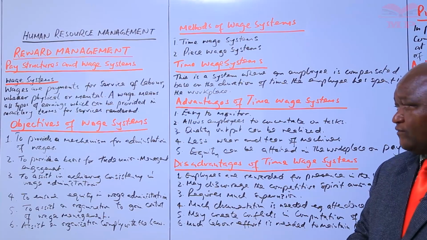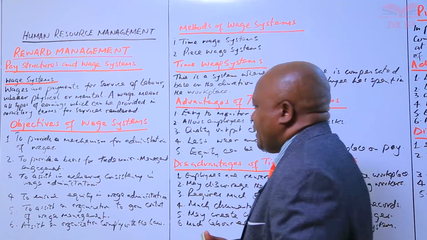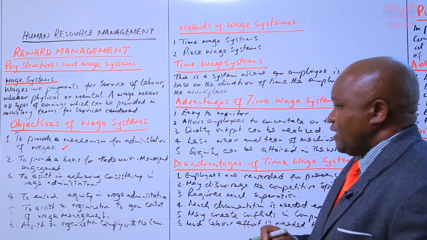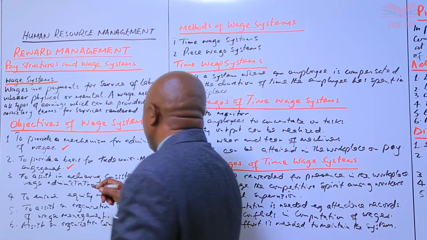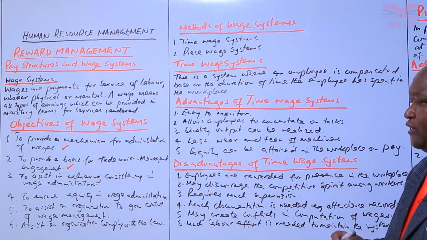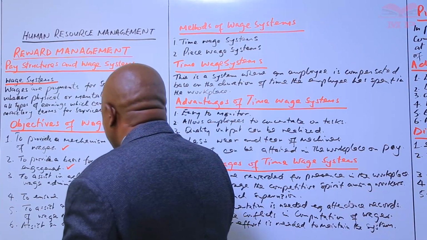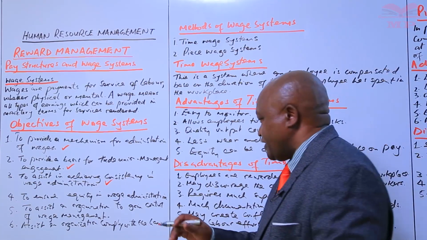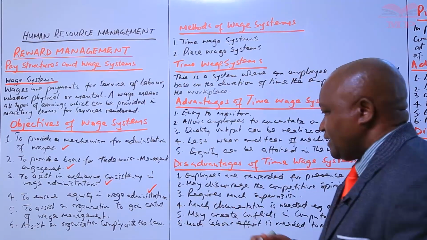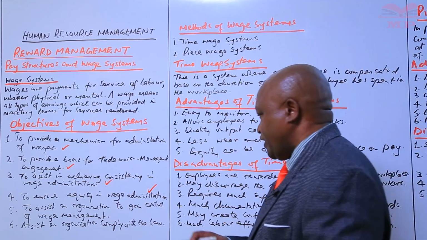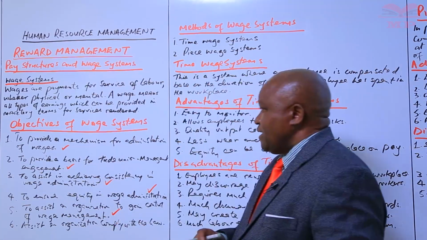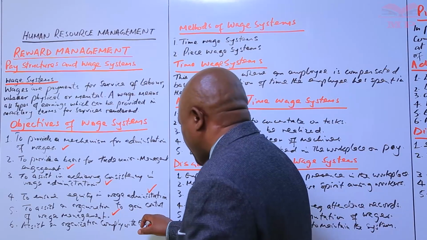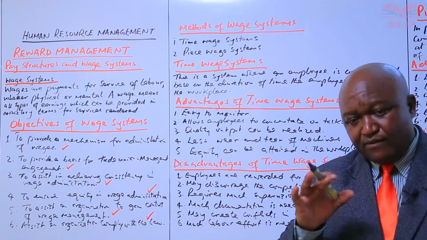And we have mentioned the objectives of wage systems and indicated that number 1, wage systems provide mechanisms for administration of wages. Number 2, wage systems provide a basis for trade union management engagement. Then number 3, wage systems assist in achieving consistency in wage administration. Then number 4, wage systems help to ensure equity in wage administration. Wage systems assist an organization to gain control of wage management. That's number 5. And number 6, another objective of wage systems, wage systems assist an organization to comply with the law, where the law provides some certain benchmarks.